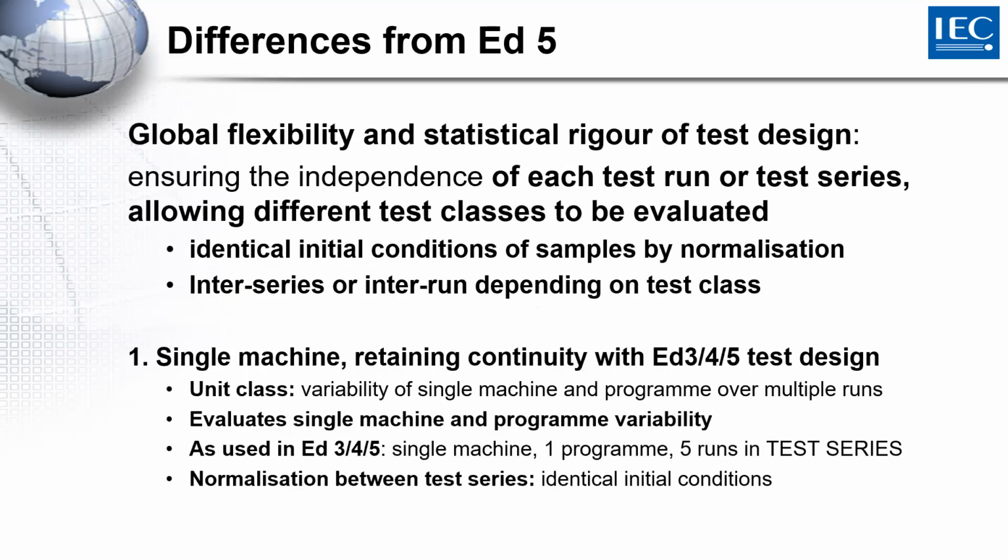The differences from Edition 5. We went for the global flexibility and statistical rigor. So identical initial conditions of samples by normalization with interseries or interrun, depending on the test class. This is a major difference. For a single machine, we retain continuity with editions 3, 4, and 5. A unit class over multiple runs evaluates the single machine and program variability, 1 program and 5 runs in the test series, and normalization between the test series. Identical initial conditions. Next, please.